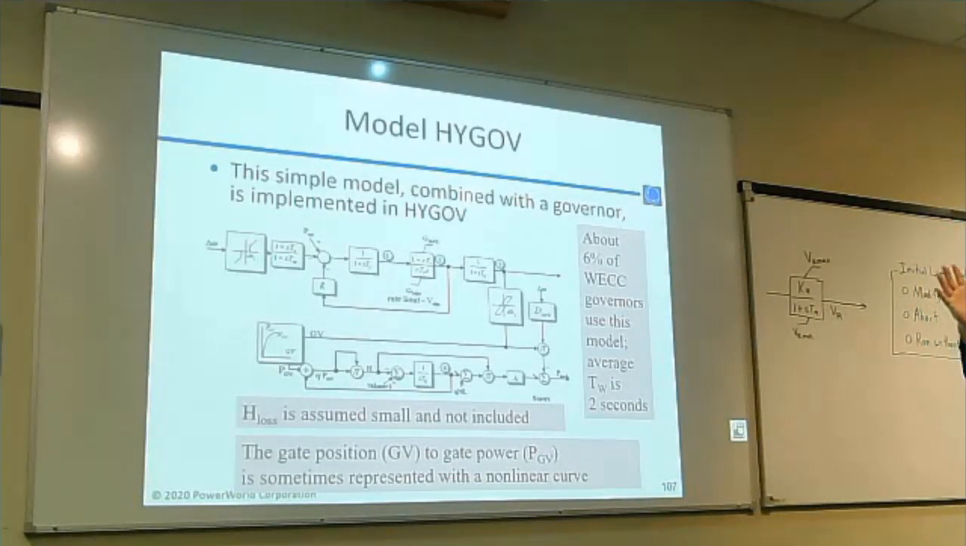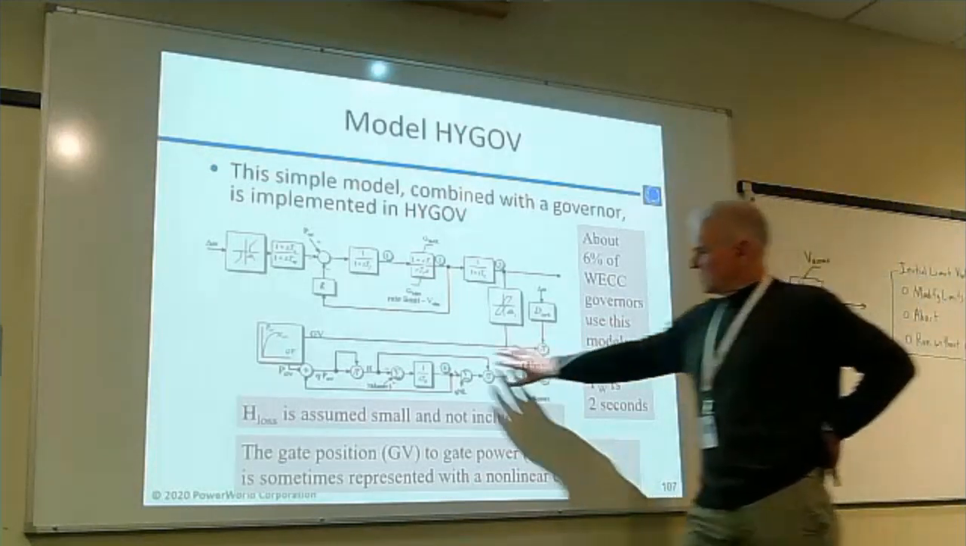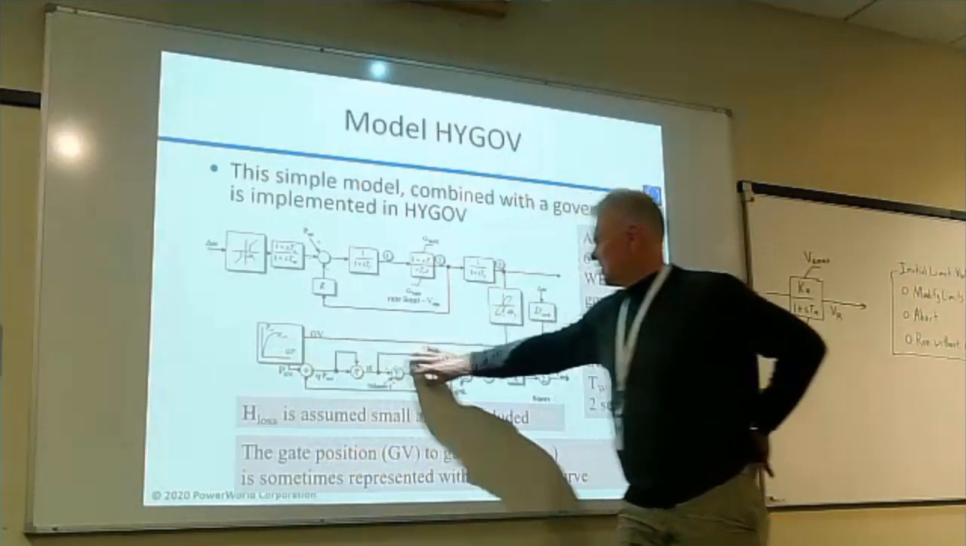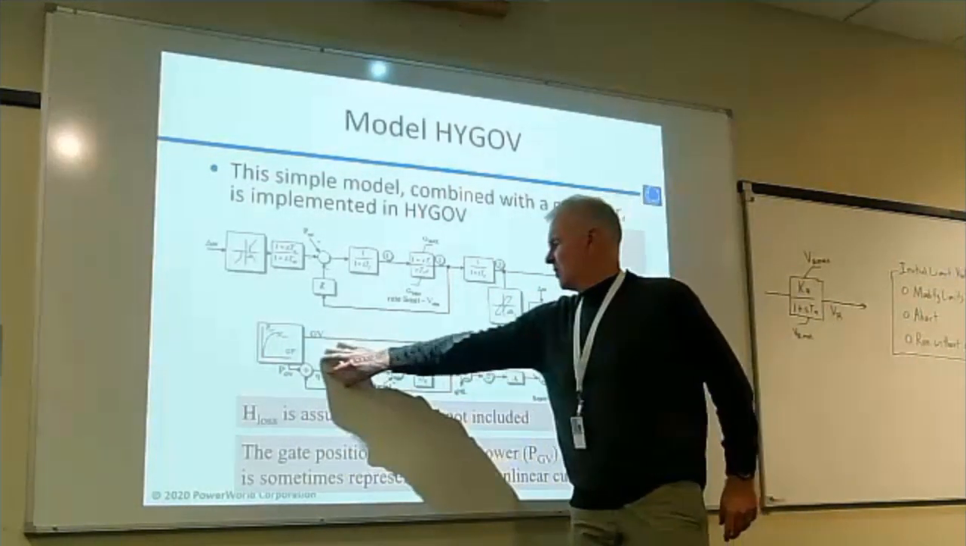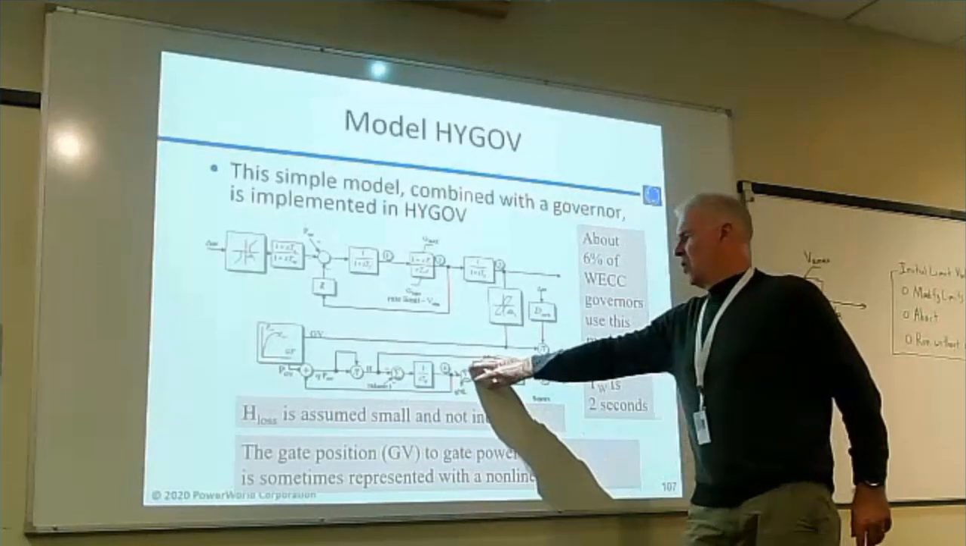And I know I'm going through this really fast. If you're interested, I'd say go look at either Kundur's book or that paper that I just referenced. This is a very common model. About 6% of the WECC governors use this model. The average T_w on that model is 2 seconds. This model has the relationship that we just derived here for the water flow.